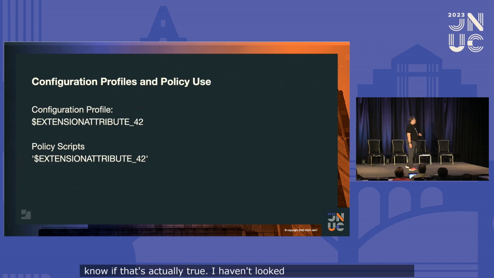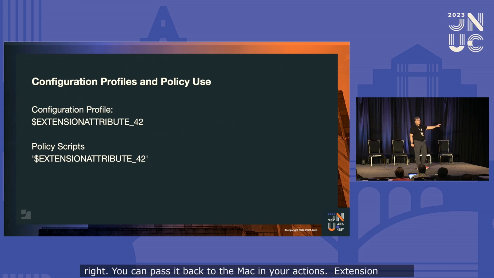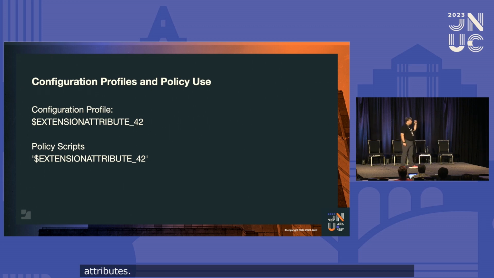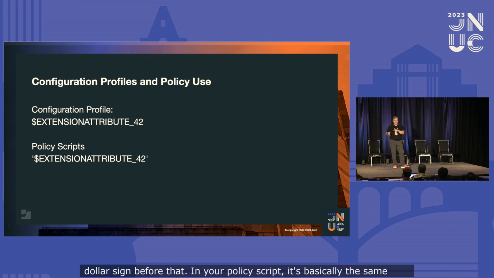All right, if you're going to use this in a configuration profile or policy used to pass this back to the Mac in your actions, extension attribute, underscore, and the extension attribute ID number, okay? Well, $ before that. In a configuration profile, you're just calling that plainly. In your policy script, it's basically the same thing, but just note the single ticks, okay? You're going to add it to a policy script or run it, you know, in the scripting section down there.